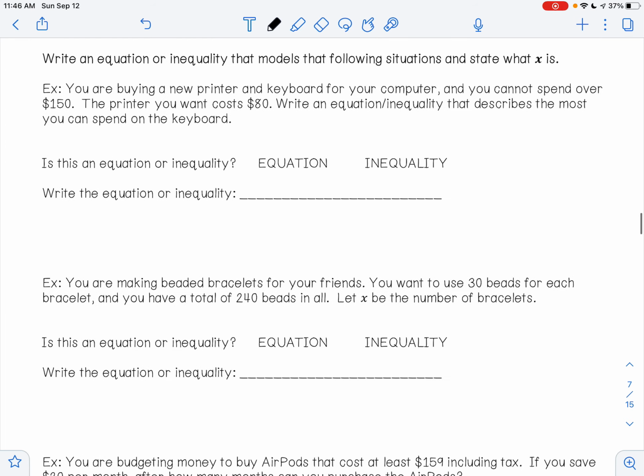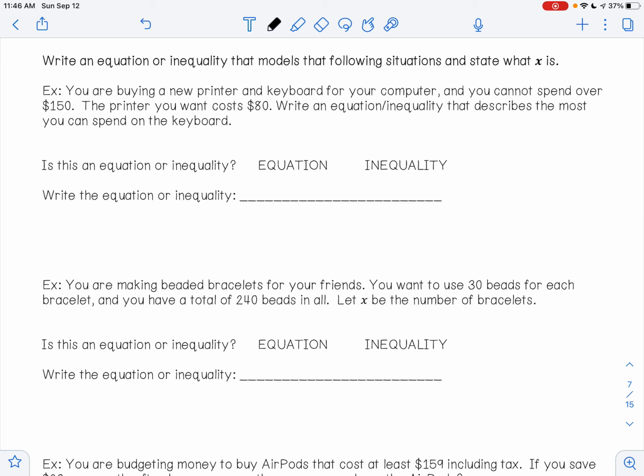On the next page, it says write an equation or an inequality that models the following situations and state what x is. So on this first example, it says you are buying a new printer and keyboard for your computer. You cannot spend over $150. The printer you want costs $80. Write an equation or inequality that describes the most you can spend on a keyboard.